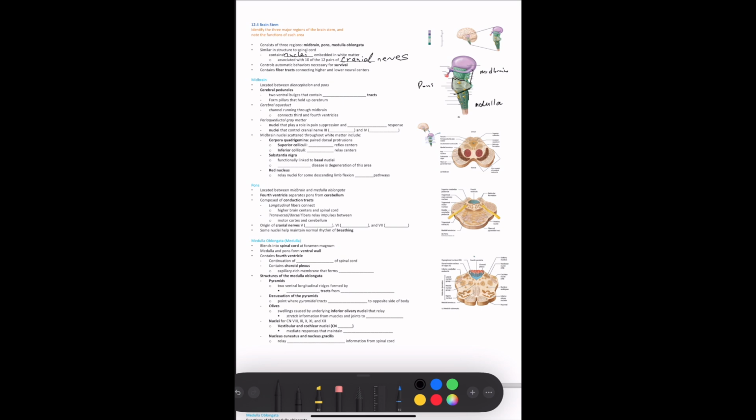We'll start off with the midbrain. It's located between the diencephalon and the pons, and it contains the cerebral peduncles. So these are two ventral bulges that are going to contain pyramidal motor tracts. When we say pyramidal motor tracts, this is a descending tract. We're sending information to the muscles for muscle contractions. The location of where the cerebral peduncles are found, I'll use this as A. The cerebral peduncles are going to be found right in here.